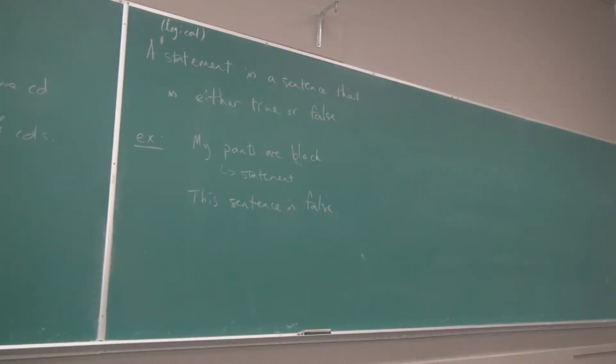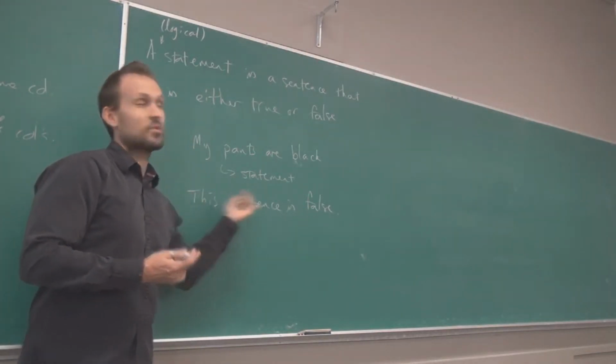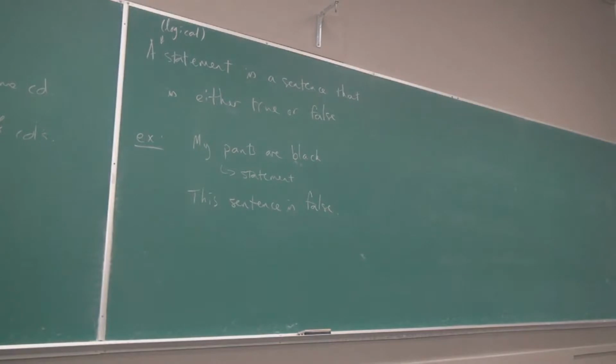How do you make sense of that? Is it true? It's a paradox. Is it false? If it's true, then whatever this says is true, but it says it's false. So if it's false, then the opposite of that is true, meaning the sentence is true. So it's everything and nothing.